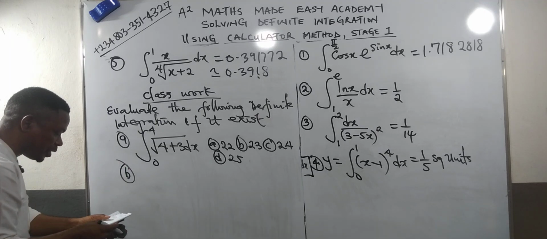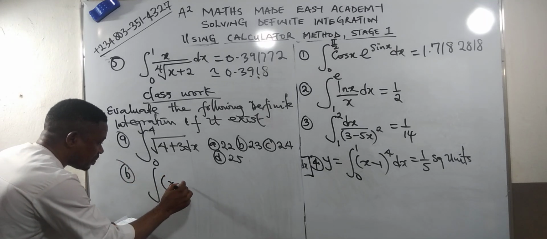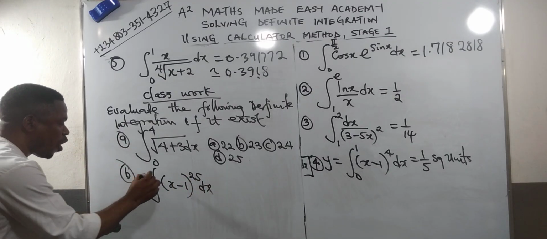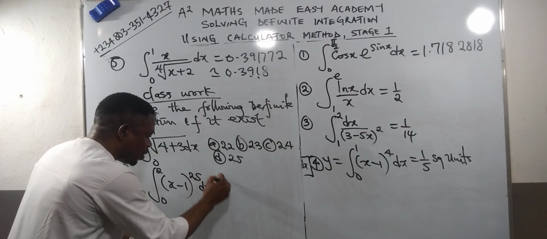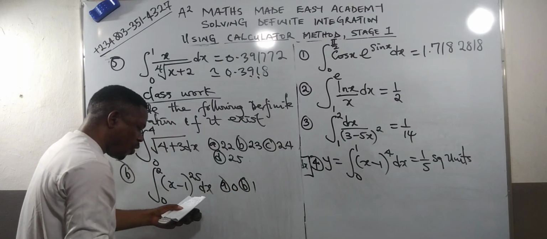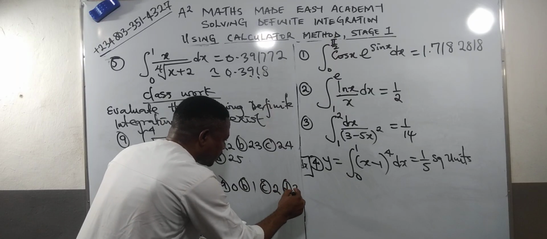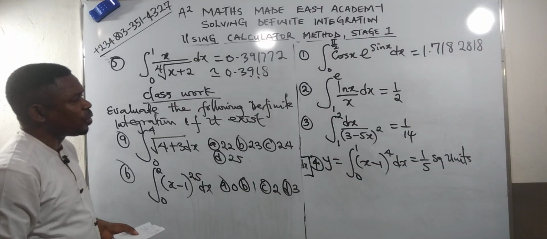After that, you comment on the comment section. Now, the second question is integral of (x minus 1) raised to the power of 25 dx. Upper limit is 2, lower limit is 0. Let's get the options. Option A says 0. Option B says 1. Option C says 2. And option D says 3. Now, please, can you destroy this particular question using the calculator method?